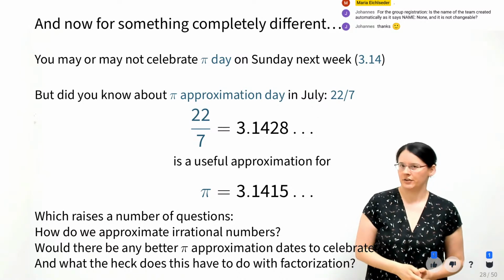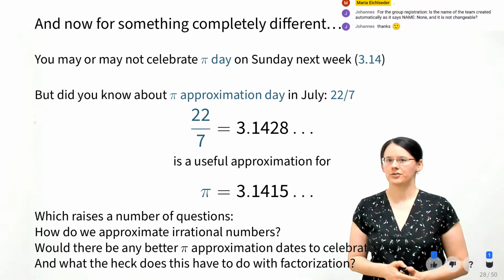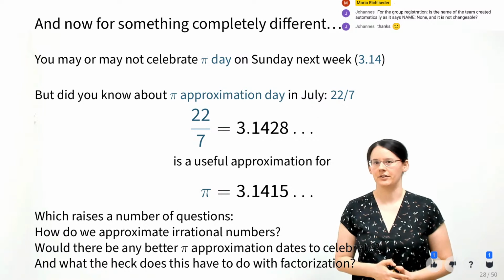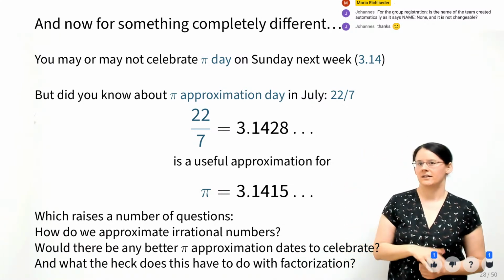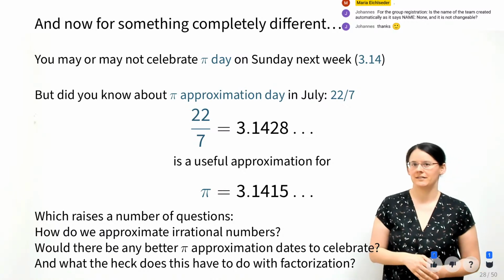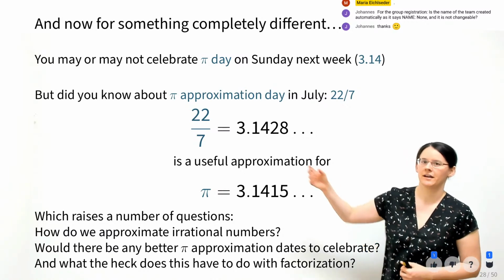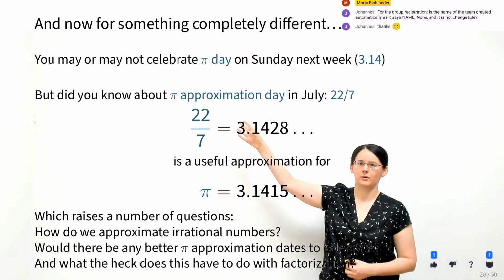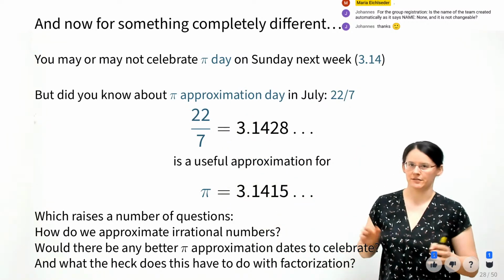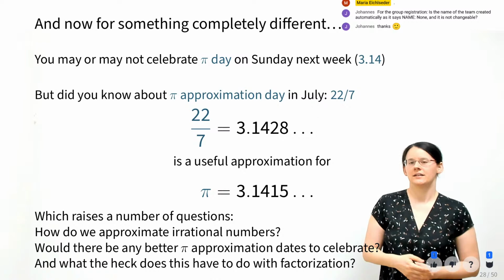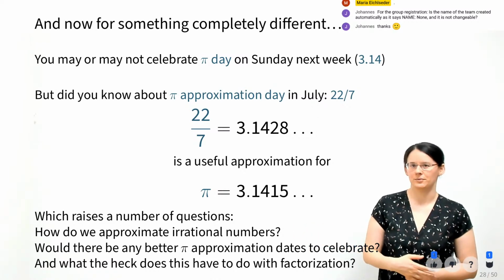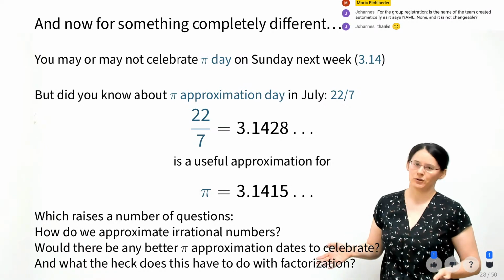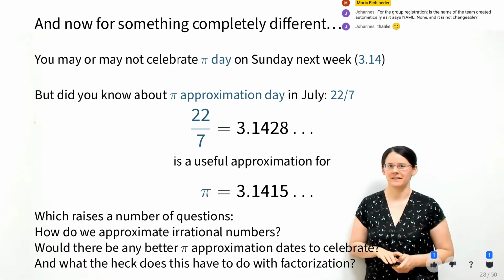And it turns out that this sort of approximation also works for other irrational numbers. And these are in a sort the best approximations for a number that we can get up to a specific limit for the size of these numbers here. So a follow-up question, are there any better Pi approximation days to celebrate? And of course, how is this going to help us with factorization?